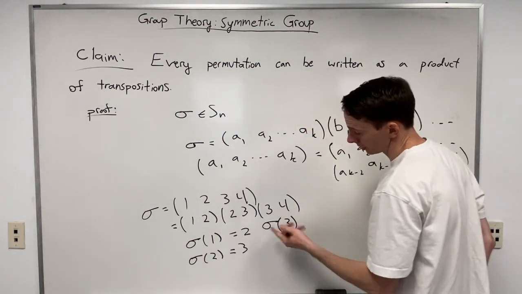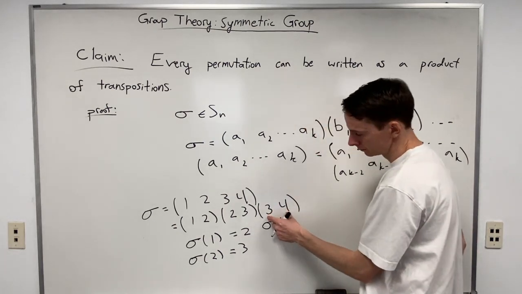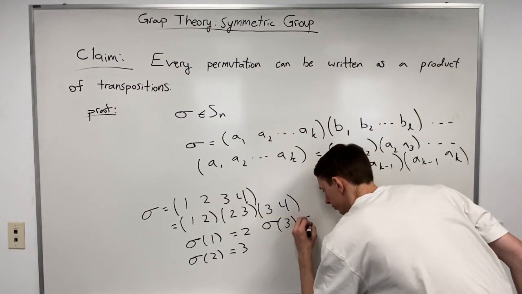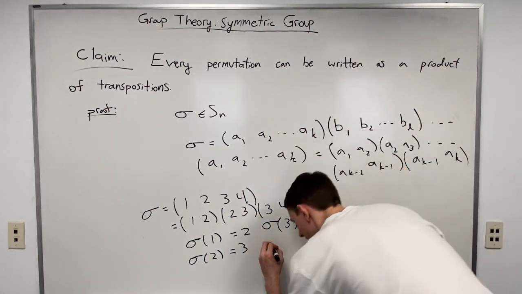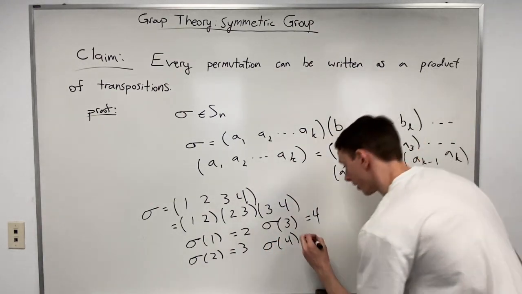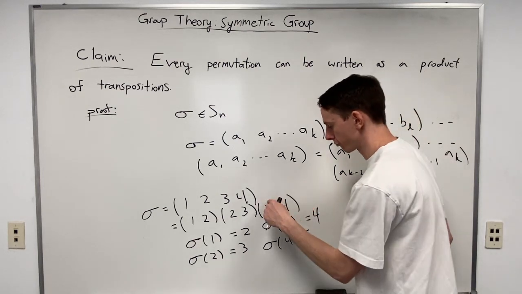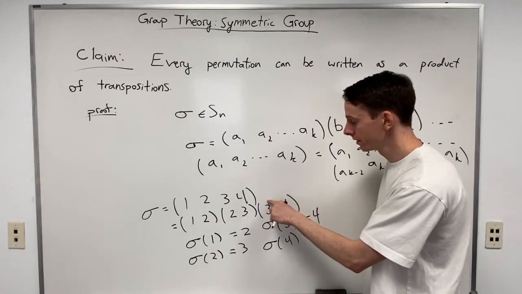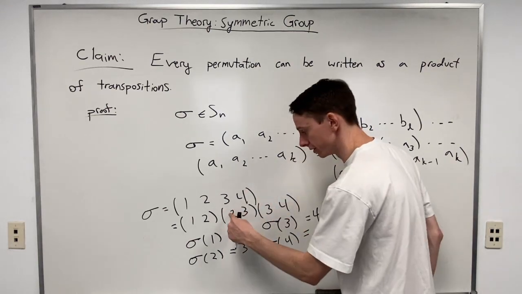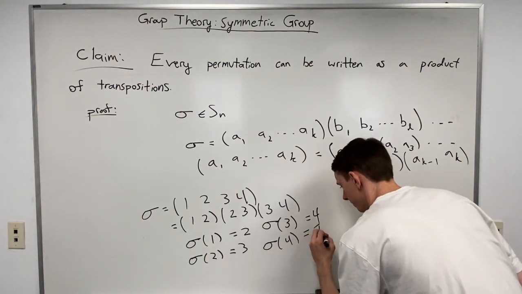Sigma of 3 would be acted on by the first one. 3 goes to 4, and then 4 is not in any of the other ones, so we just have that sigma of 3 is 4. And finally, sigma of 4, we're going to see is going to get acted on by all of them. So when we have 4 as an input, 4 goes back to 3, so now we have 3. And now 3 goes back to 2, so now 2 is the new number, and then 2 goes back to 1. So sigma of 4 is just 1.